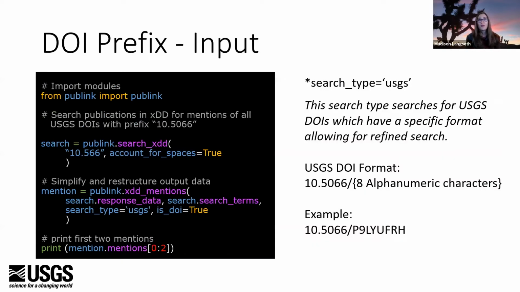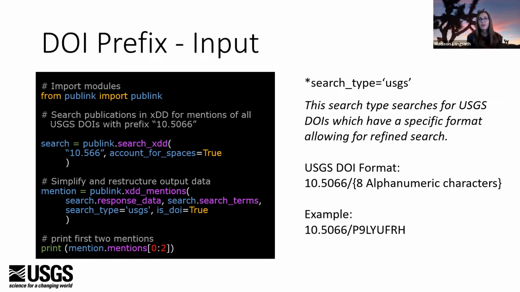The last search is the one that we use for our automated tracking pipeline at USGS and is the most specific to USGS. So for this type of search, we use the USGS prefix 10.5066 as the search term. When we simplify and restructure the output data, we use the search type equal to USGS instead of an exact match. This search type searches for USGS DOIs, which have a specific format, which allows us to refine the search and rule out any false hits.